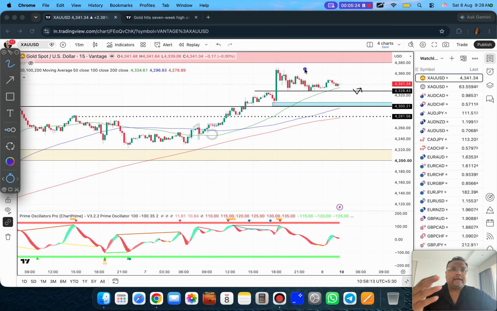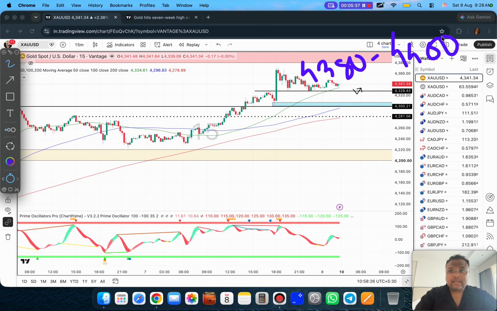And at the top, we have a resistance around 4380, 4400, which is a big zone. So if the market goes up, then obviously taking a sell in a big zone like this is a difficult task. So let's wait for the market to open.